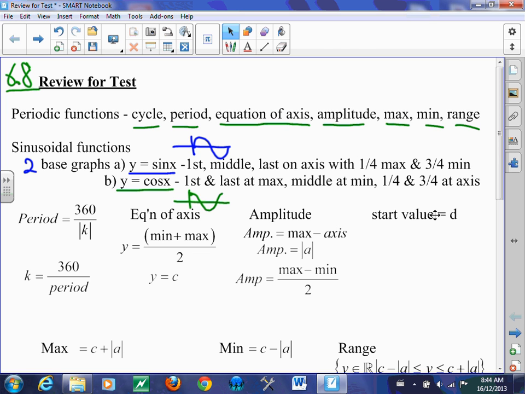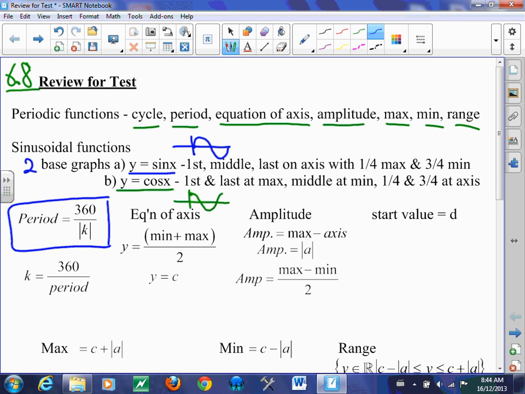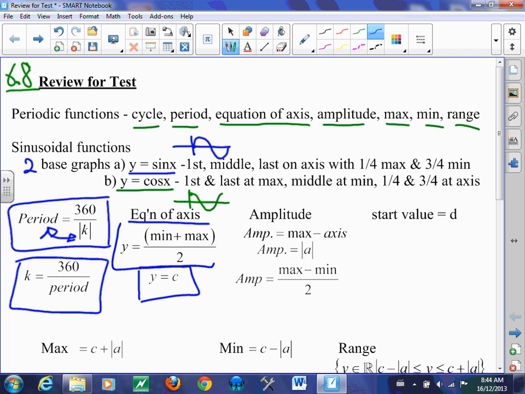All right. From that, ladies and gentlemen, we learned key building blocks. Okay, period equals 360 divided by absolute value of k, which you can switch the k in the period. So k equals 360 divided by the period. If you want to get the equation of the axis, if you've got the formula or the equation, you know it's y equals c. Or if you've got the graph, then you're going to take your min, add your max, and divide by 2.